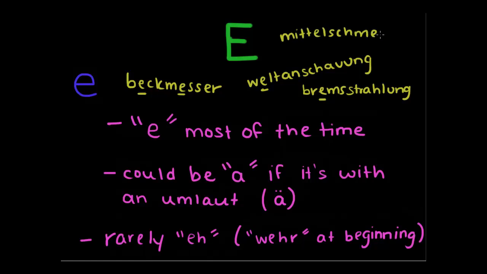Mittelschmerz has that root Schmerz, meaning pain, but here all the E's that are underlined represent the eh sound. So E is the most practical way to spell the eh sound. It could be an A if it's with an umlaut. Now, Schwärmerei is an example.